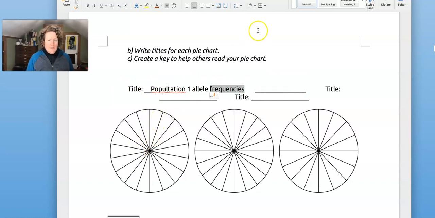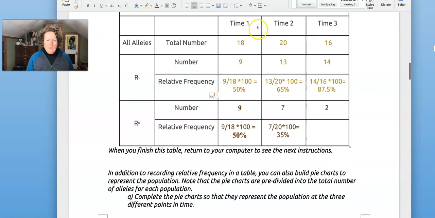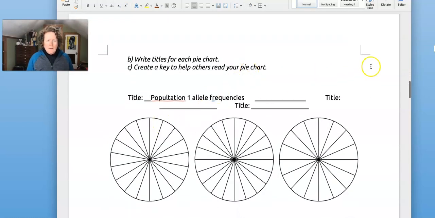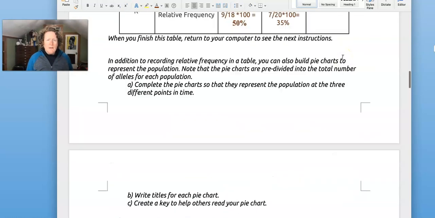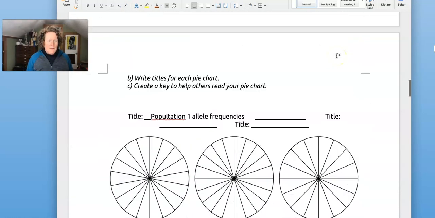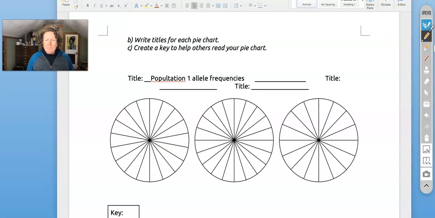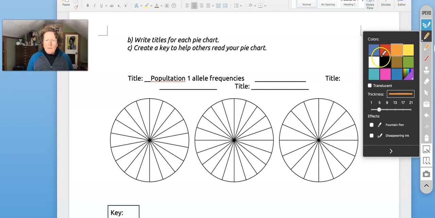And so in population 1, we know we had 50% light alleles. So we color in 50%, or 9, I believe it was 9 out of 18. Yep, 9 out of 18. You'll notice that this pie graph is divided up into 18 sections. So we just color 9 of them for the light mice. And we'll make light mice yellow here.